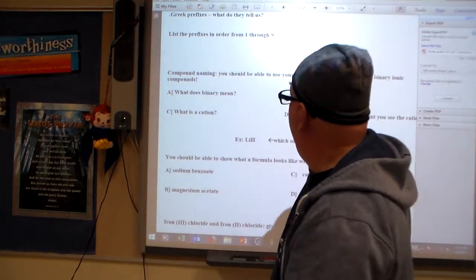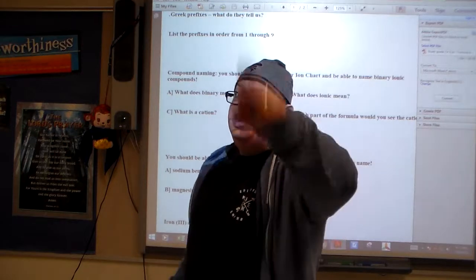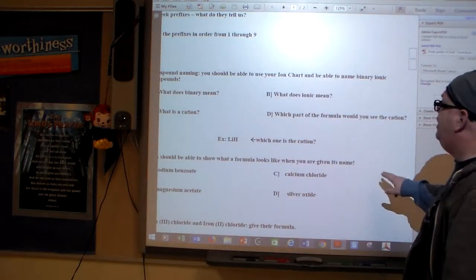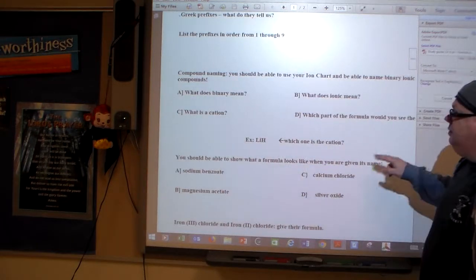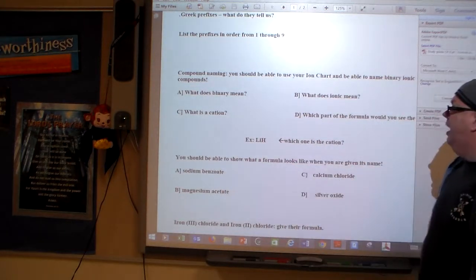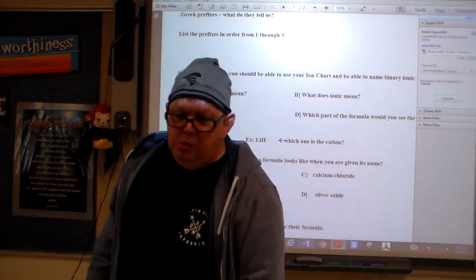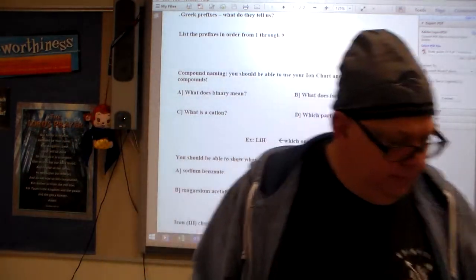Metal and non-metal combined. What is a cation? Already did. Okay, which part of the formula do you see the cation? Great. So here's an example of lithium hydride. Which one would be the cation? Okay, I'm going to sit there for a moment and let you think this through.